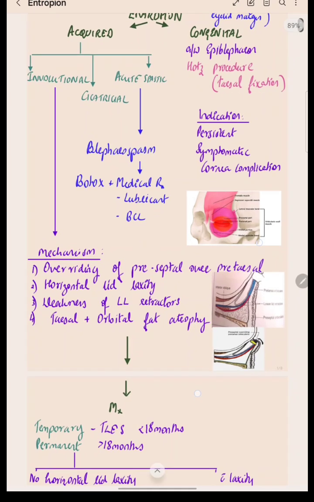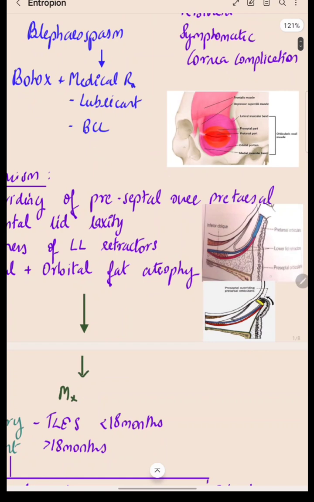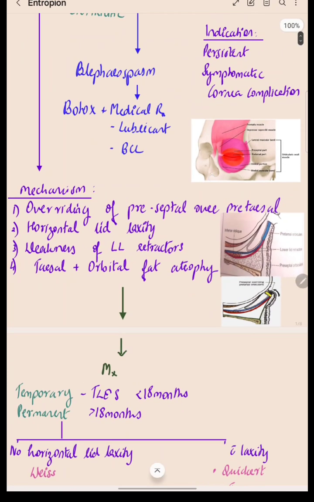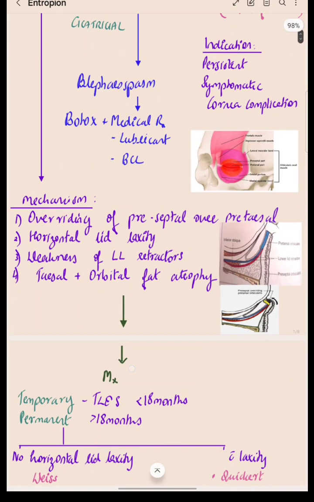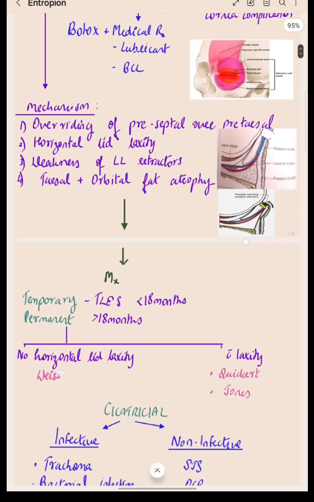Involutional, the most common mechanism is the overriding of the preseptal over the pretarsal. This is the preseptal portion and pretarsal. This is the overriding shown here. So this is the most common mechanism, and most of the surgeries aim to overcome this mechanism. Other mechanisms are horizontal lid laxity, weakness of lower lid retractors, and tarsal or orbital fat atrophy, etc.